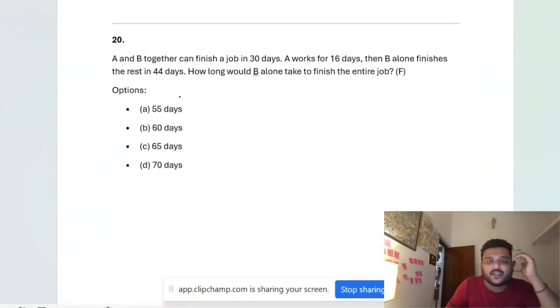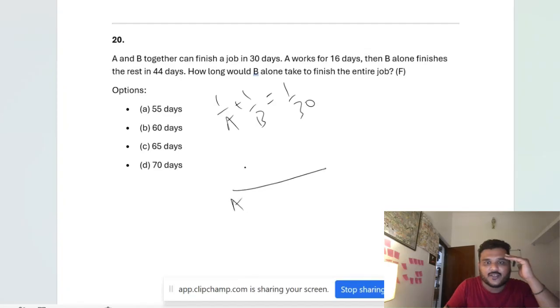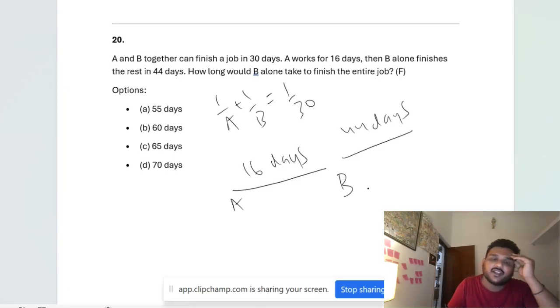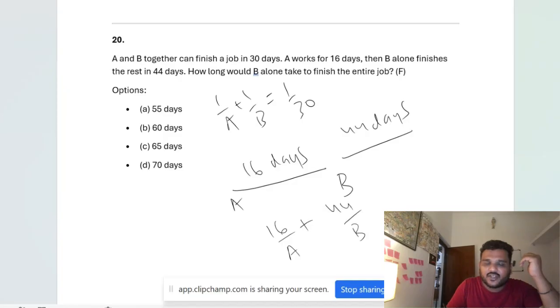Last question: A and B together can finish a job in 30 days. A works for 16 days, B alone finishes the rest of the work in 44 days. How long would B take for the entire job? Okay, so 1 by 30 is the work done in 1 day. In 16 days, this much work is done. In 44 days, this much work is done, and the work got over.